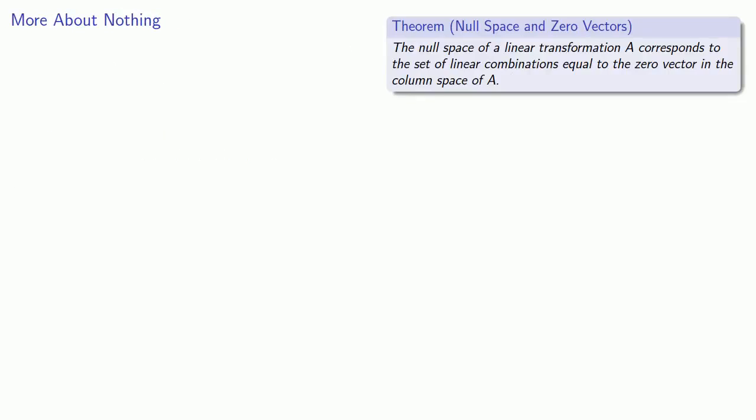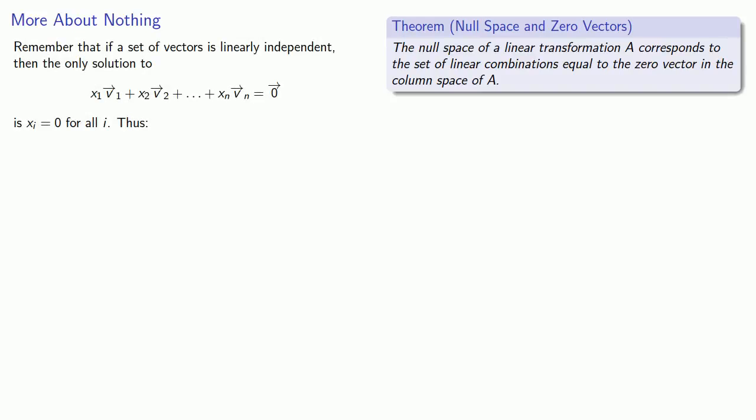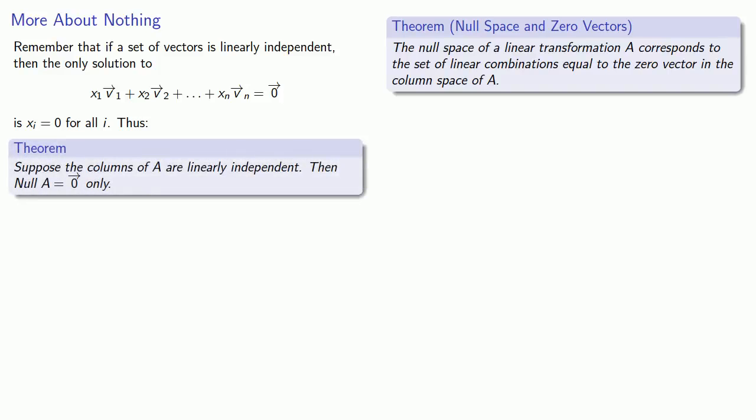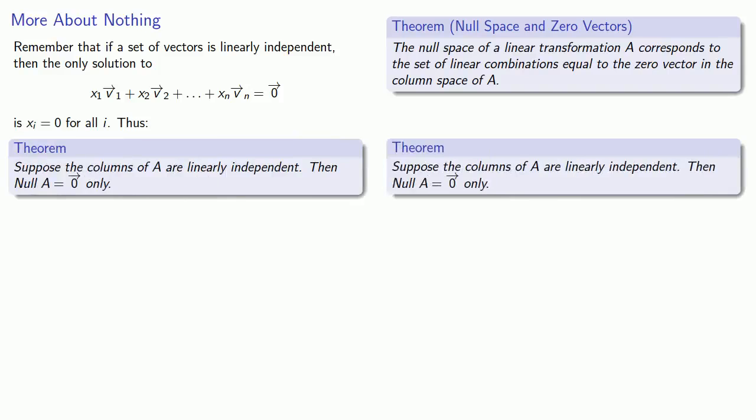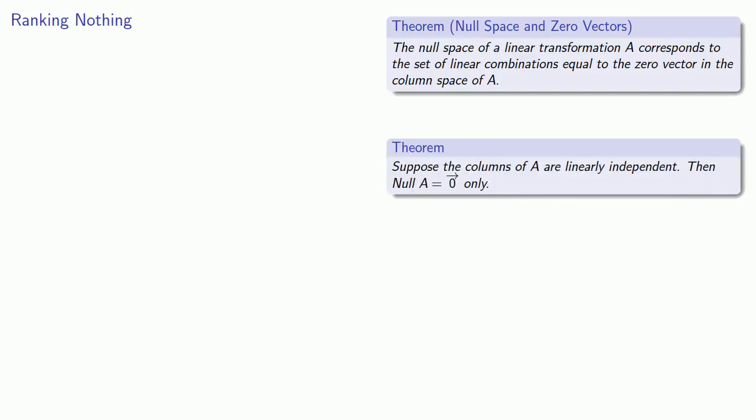So let's see what this does for us. Remember that if a set of vectors is linearly independent, then the only solution to a linear combination equal to the zero vector is for all of the coefficients to be zero. And so what this means is if the columns of A are linearly independent, that is, if the vectors forming the columns of A are a linearly independent set, then the null space of our transformation is going to be the zero vector only. This allows us to go even further.